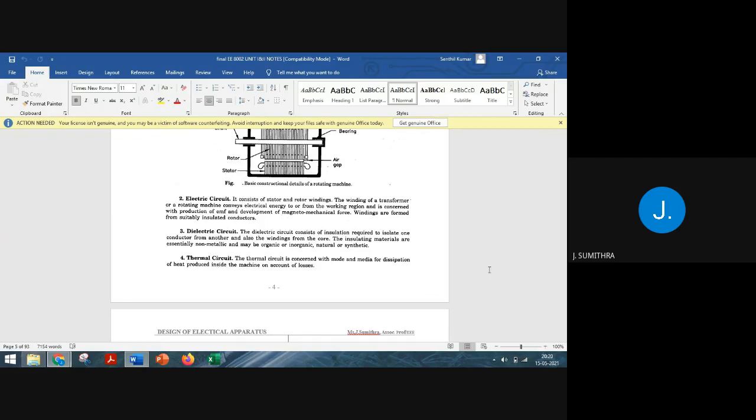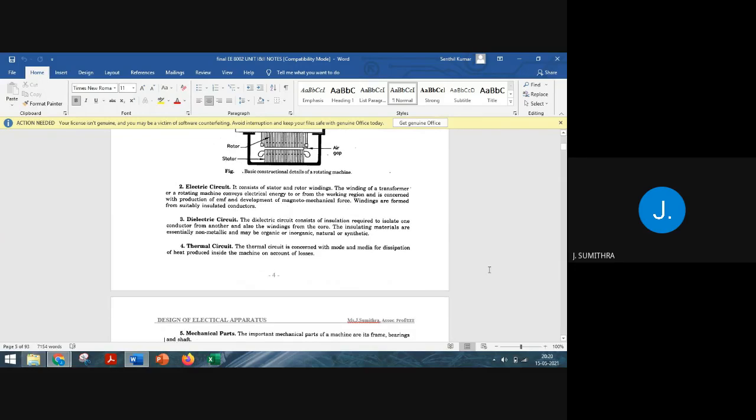Next comes your dielectric circuit. Since we have an electrical circuit and a magnetic circuit, which are supposed to carry very high values of voltage and some currents, in order to deal with all those things, definitely we are in need of providing the dielectrics. So that is coming under this dielectric circuit. It majorly comprises your insulation, which is required to isolate one conducting material from the other. For example, if you're talking about transformers, insulation between the windings and the core, or between the HV and LV windings. Obviously this is coming under your dielectric circuit.